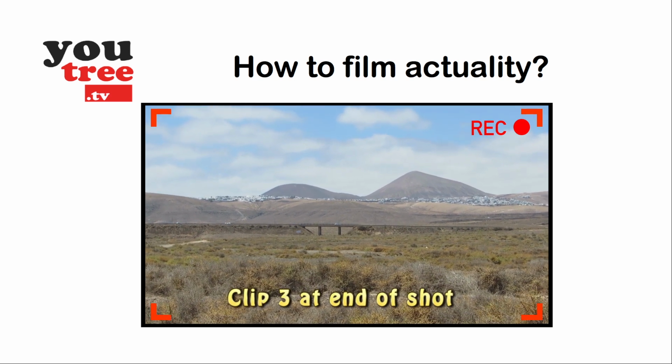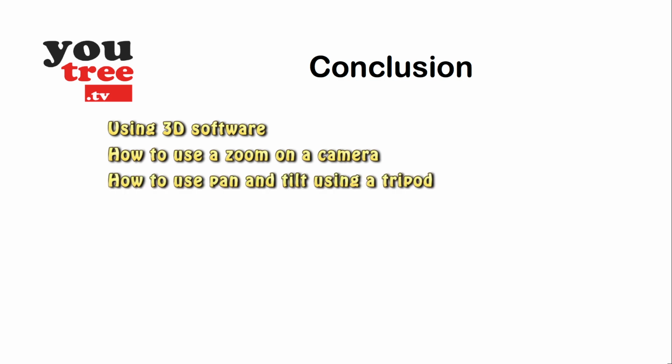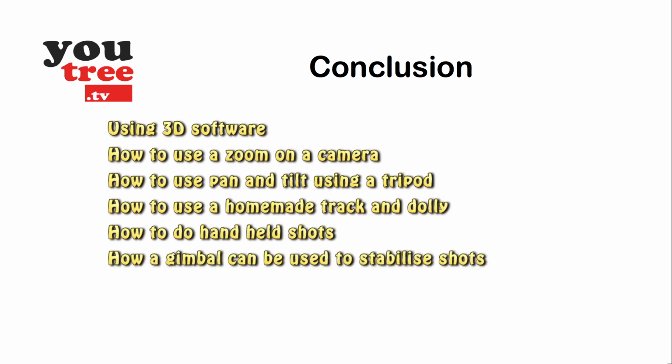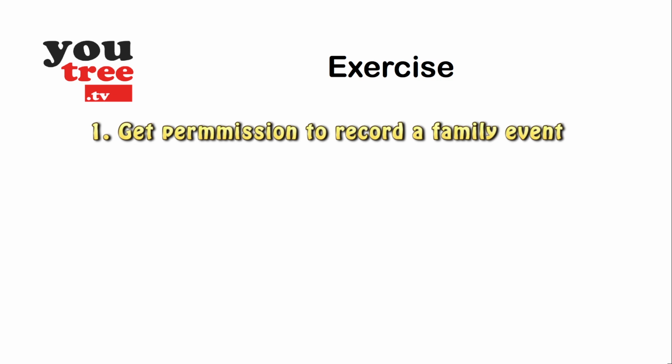In this lecture, we've looked at using 3D software to work out camera movements for live action, how to use the zoom on a camera, pan and tilts using a tripod, how to use a simple homemade track and dolly system, how to do handheld shots with and without a stabilizing system, how a gimbal can be used to smooth out shots. We've also talked about how to make camera movements help you to tell your story and how to film actuality.